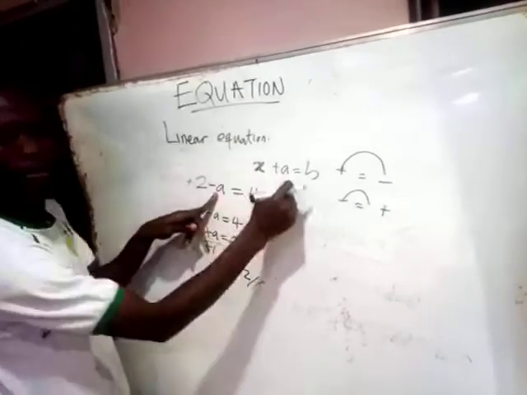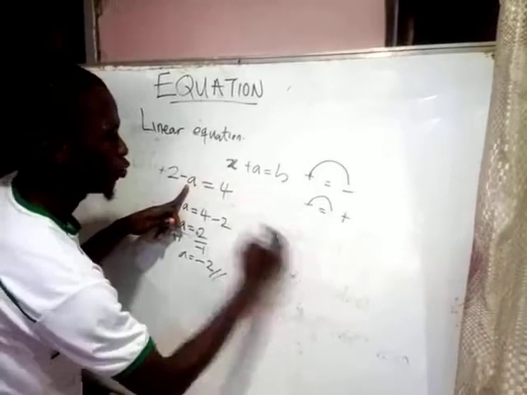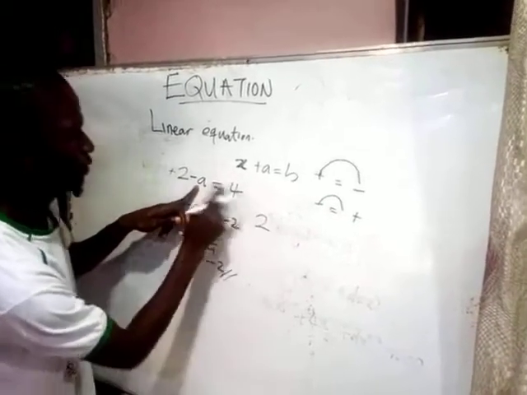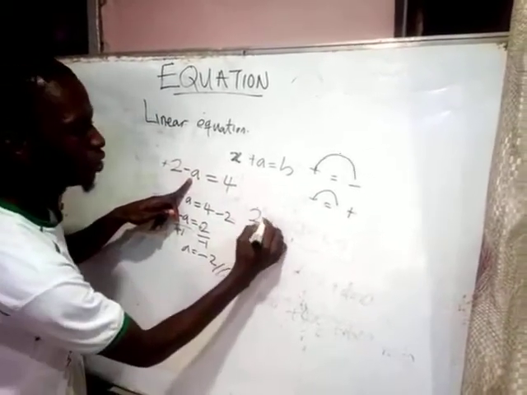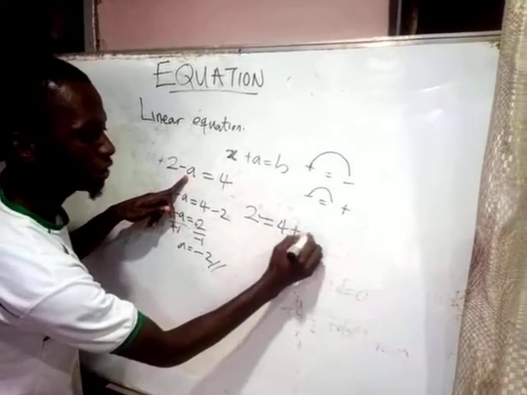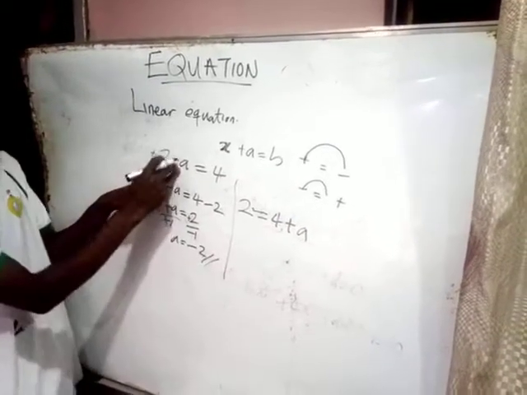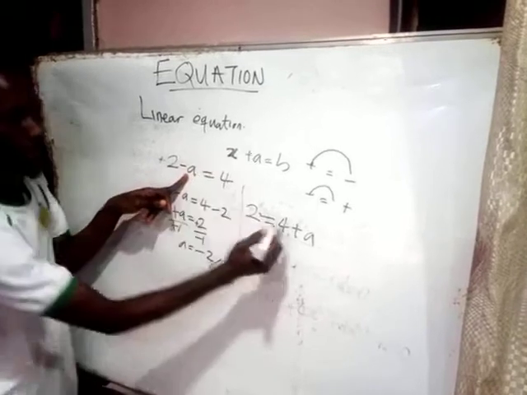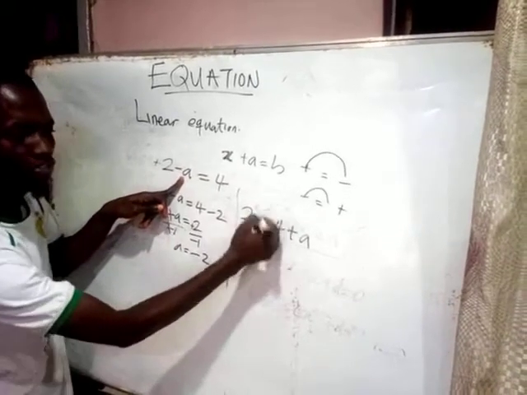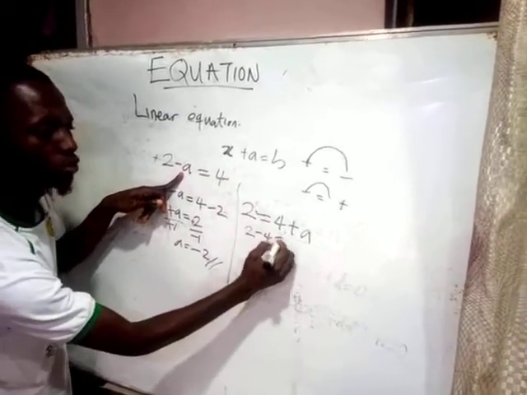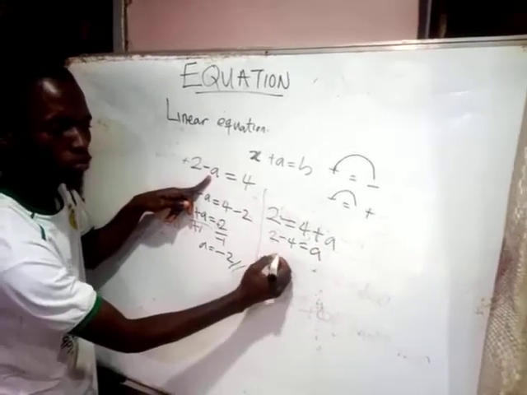The other way around is that you take your a, so that any way you want, you make it positive, you bring your a here. When you bring it here, it will be 2 is equals to 4 plus a. You bring this a here. Is it clear? And here it will be 2. When you bring this 4 back here, minus 4 is equals to a. 2 minus 4 is equals to minus 2.